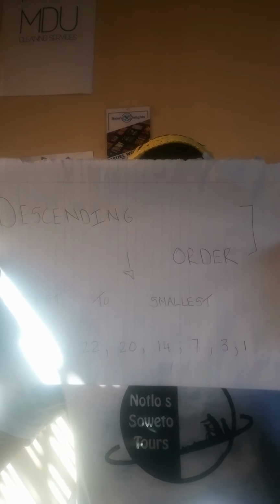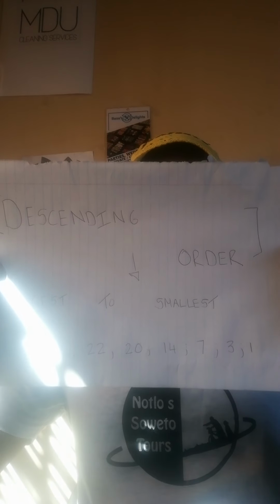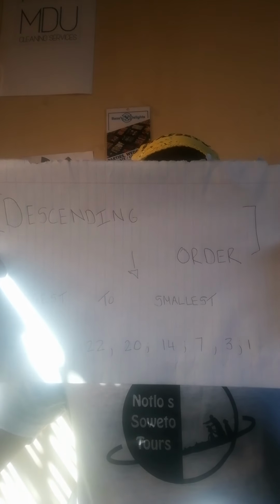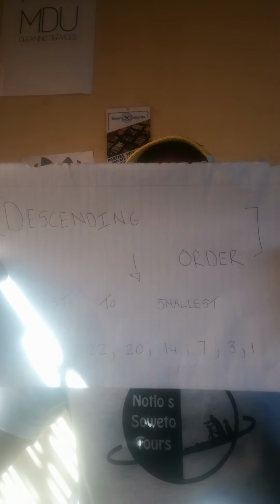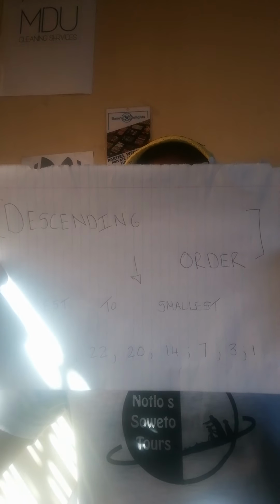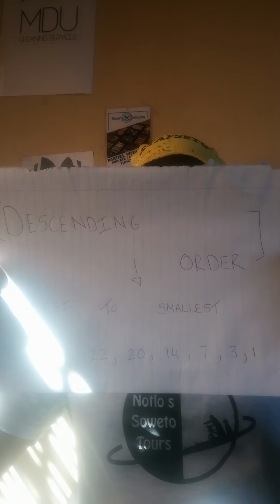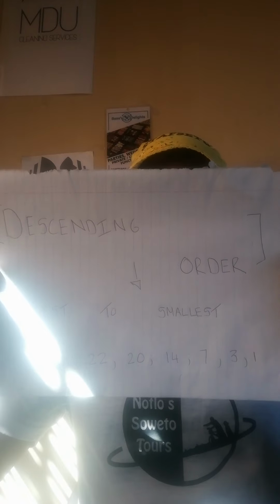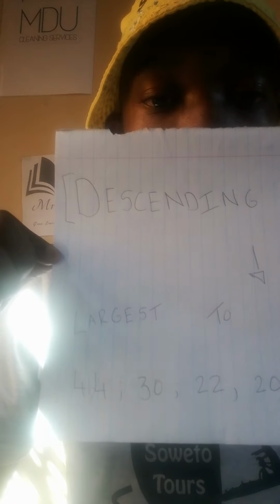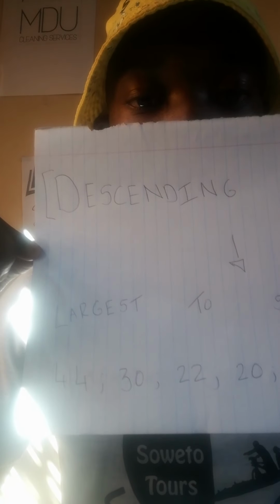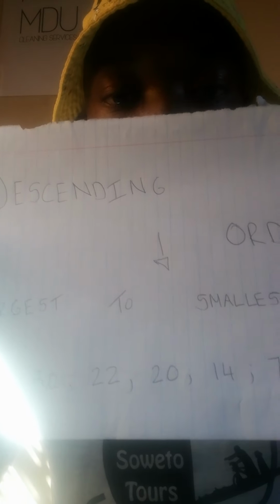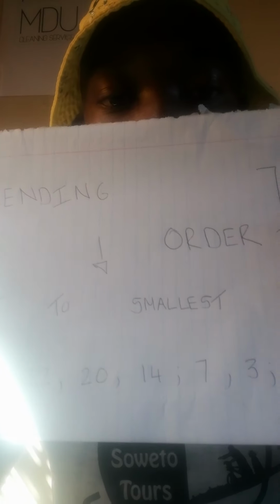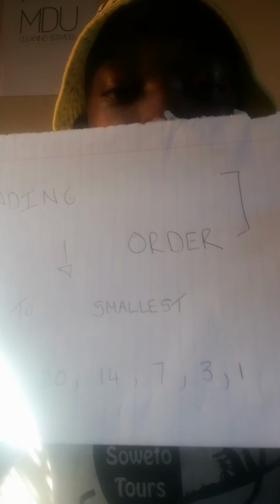The first number is 44, followed by 30, followed by 22, followed by 20, followed by 14, followed by 7, followed by 3, and the last and the smallest number is 1. So these are your numbers here. And you see it's 44, 30, 22, 20, 14, 7, 3, and the last number is 1.